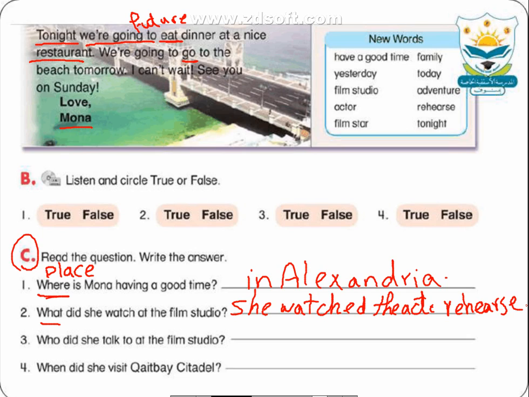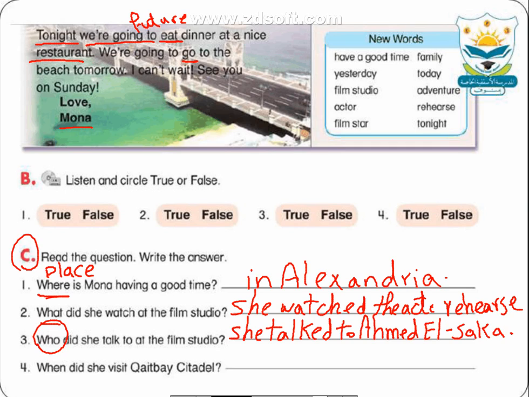Number 3. Who? I'm asking about people. بسأل عن شخص ناس. Who did she talk to at the film studio? اتكلمت مع مين؟ She talked to أحمد السقا.